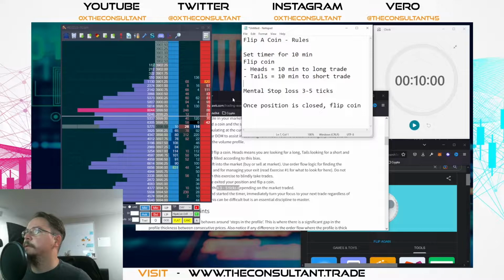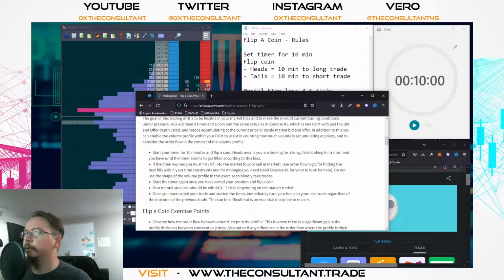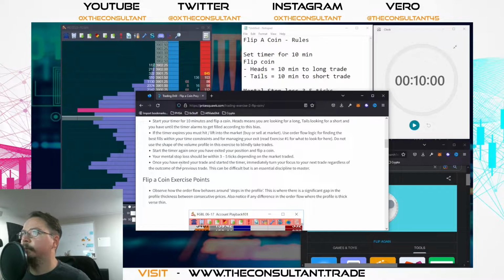Let's see what else we got. Once position is closed, flip it. So mental, it says mental stop loss. I'm just gonna use a stop loss in general. Once you've executed your trade, start the timer again, regardless of the outcome of your previous trade. That's also a mental piece. I believe I have the profit turned off on this, so I can't see it, but we'll see.